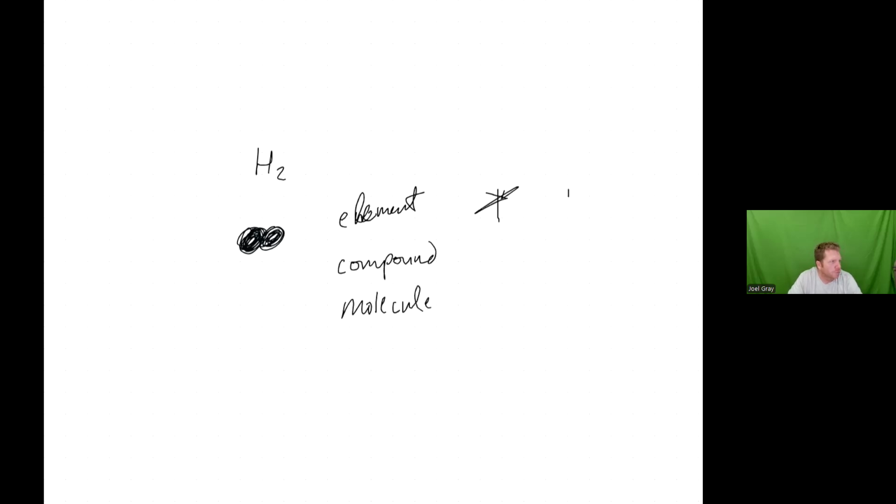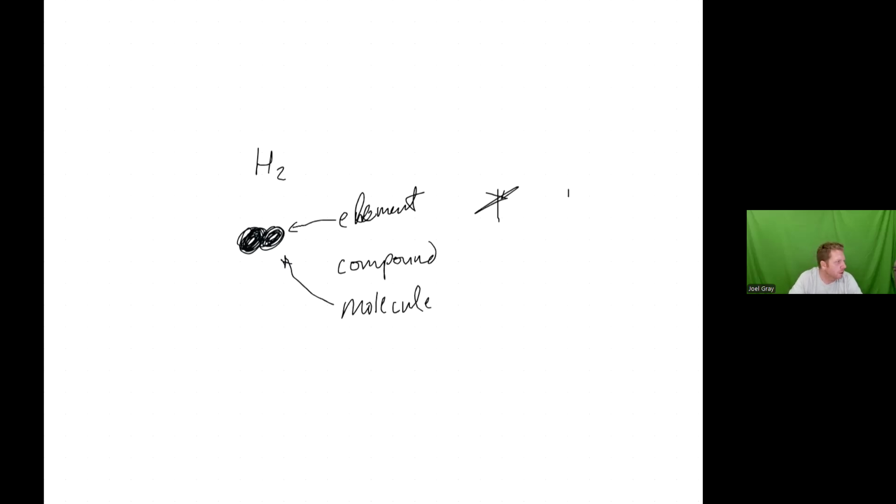So an element would be something like H2. So you'd see it depicted like this. Those are two hydrogen atoms that come together that are an element. They are the exact same thing. This is also a compound. And this is also a molecule. A molecule of H2 made up of two elements.